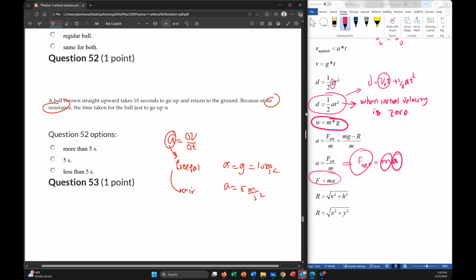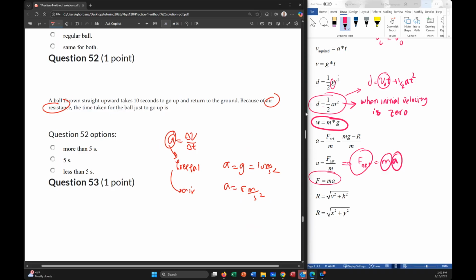Why less than? Because the force of the air resistance is not going to let it keep going up. One reason, the force does not let it go up. Because the drag force increases, at one point the air drag force becomes equal to the force of gravity. Good? So one reason is this.